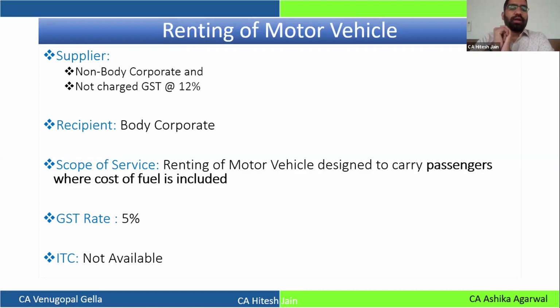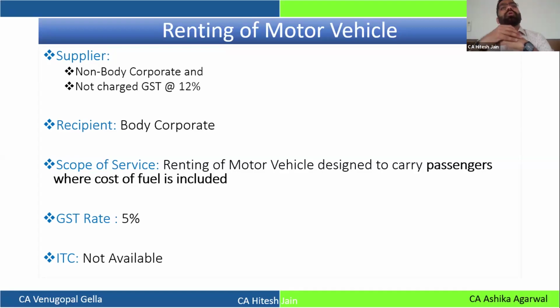the recipient's part? First, we need to see that the supplier of such rent-a-cab service is not a body corporate and he has not charged GST at 12%. In this case also, the supplier has the option to charge 2 GST rates. He has to exercise such option. It might be 5% without ITC and it might be 12% with ITC. So in case a supplier is charging 12% on such rent-a-cab service, then you are not liable to pay GST.